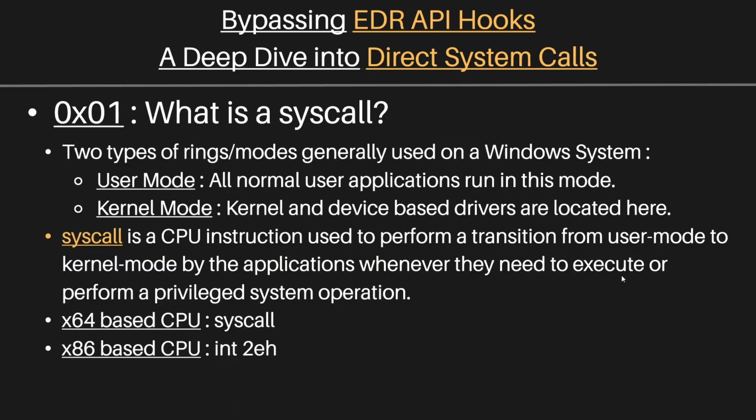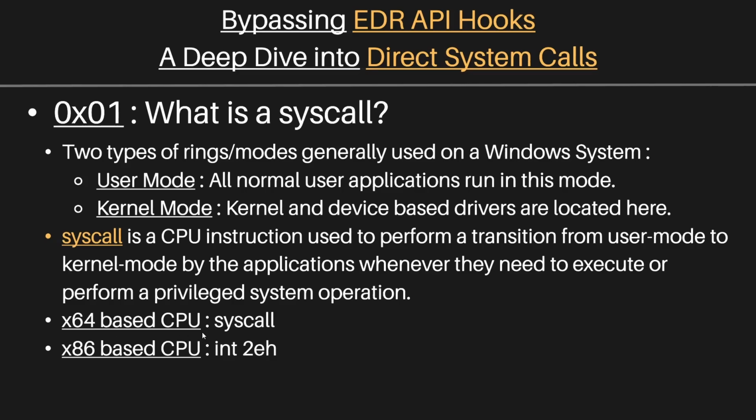Now, whenever an application needs to execute or perform a privileged system operation, the processor will have to switch to ring 0, which is the kernel mode, and hand the control flow or the execution flow to the kernel mode. And once the execution of the privileged operation is completed, the control flow or the execution flow is once again returned back to the user mode. And this is exactly where the role of a syscall comes into play. A syscall is a CPU instruction that is used to perform a transition from user mode to the kernel mode by the application whenever they need to execute or perform a privileged system operation.